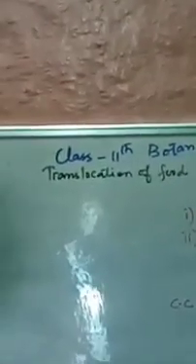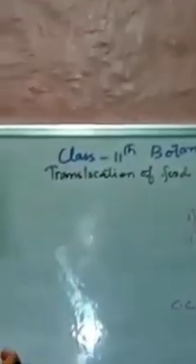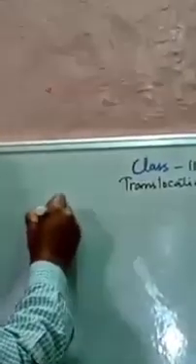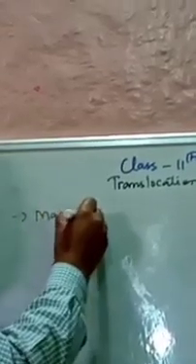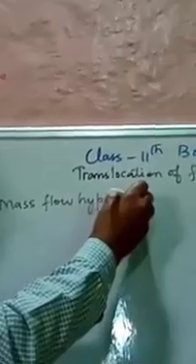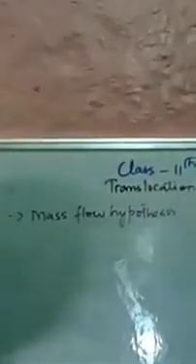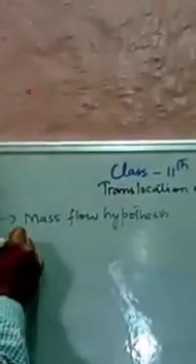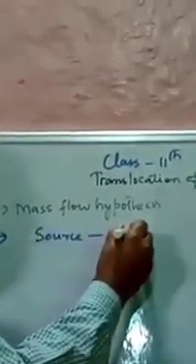Now about this phloem and this food, let us talk about how it moves from one place to another. We have a hypothesis called the mass flow hypothesis, or mass flow theory, by which this food moves from one place to another. Simply we can say this food moves from source to sink.